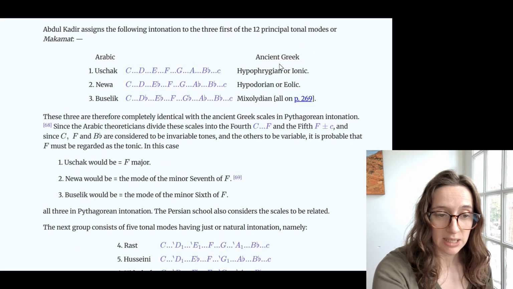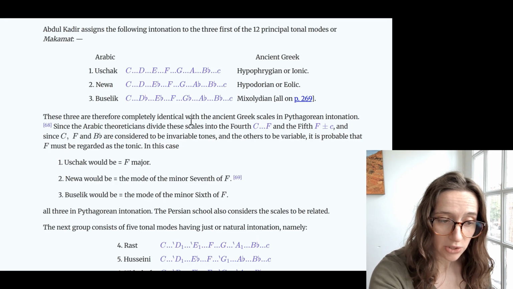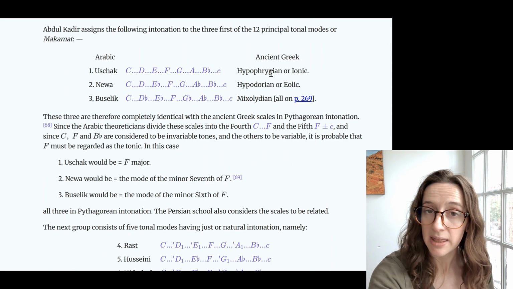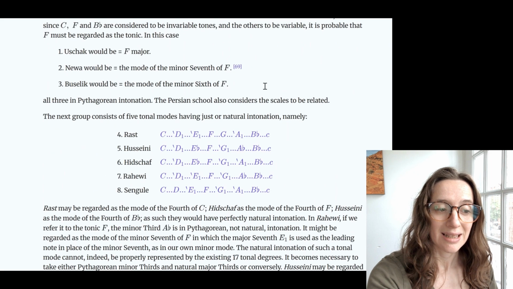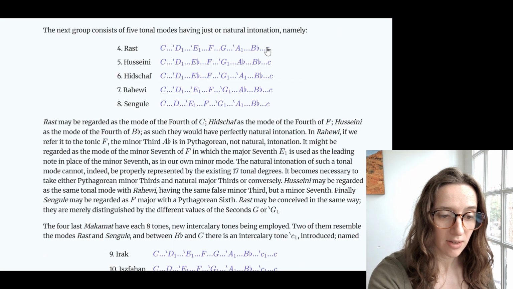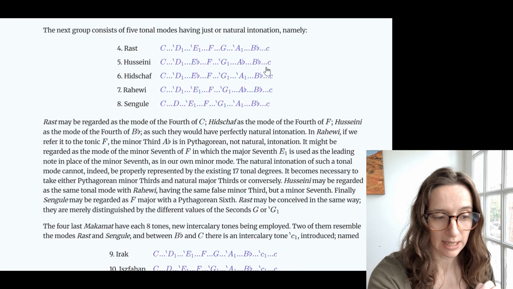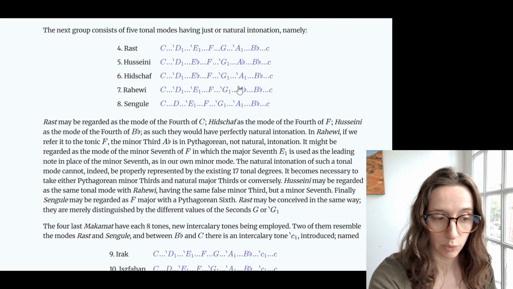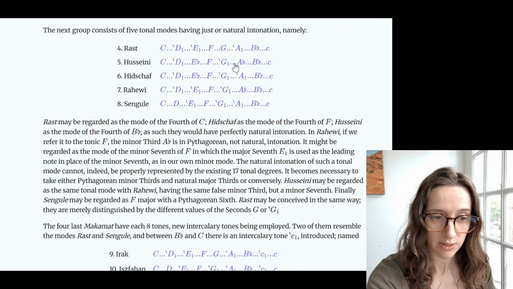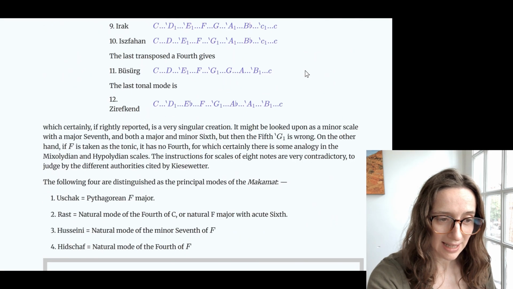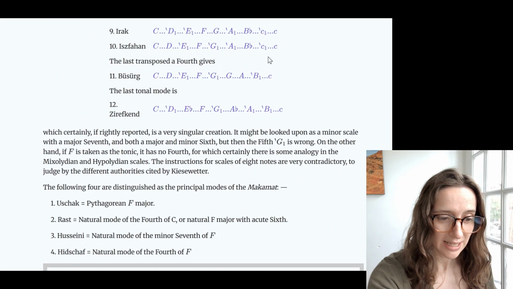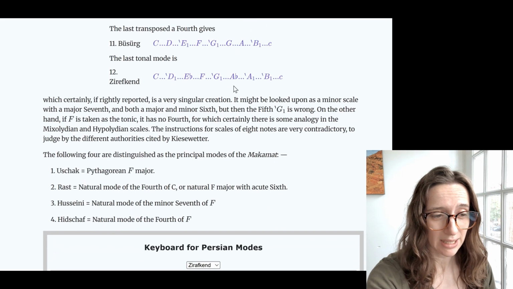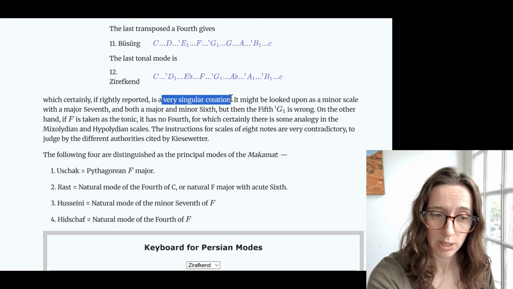Helmholtz has compared them to the ancient Greek modes and found these first 3 are identical to these modes in Pythagorean intonation. These next 5 are not as obviously analogous to the Greek scales, but they are justly or naturally intoned, which we can see with the notes that have the subscript here. And these last 4 each have 8 tones, which Helmholtz says, if rightly reported, is a very singular creation.